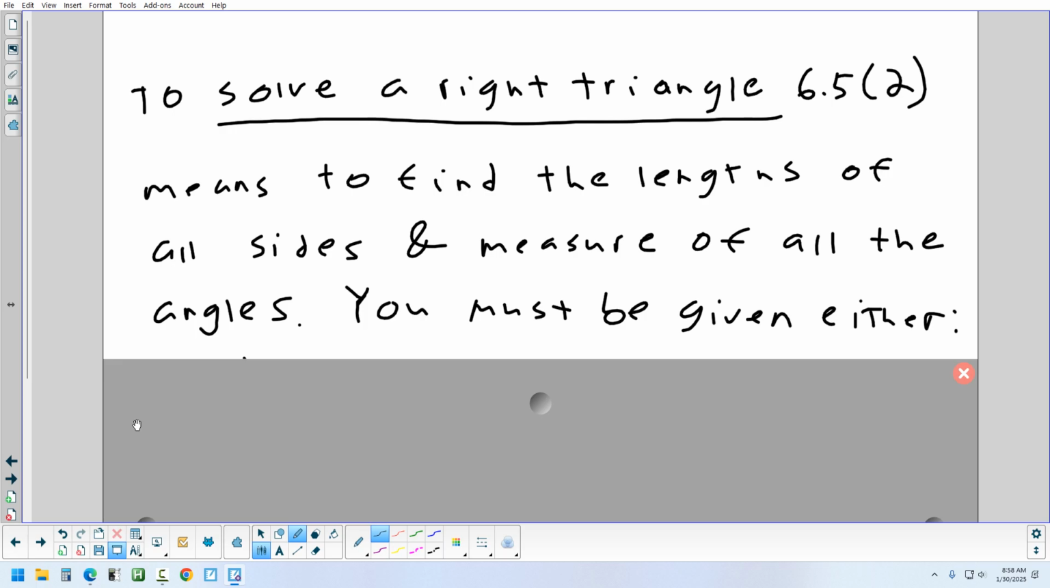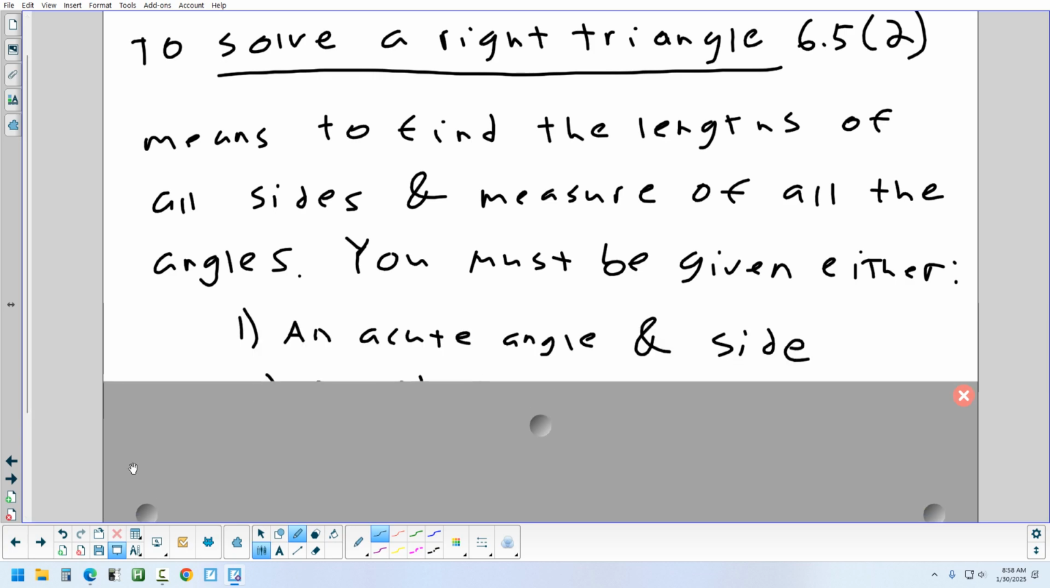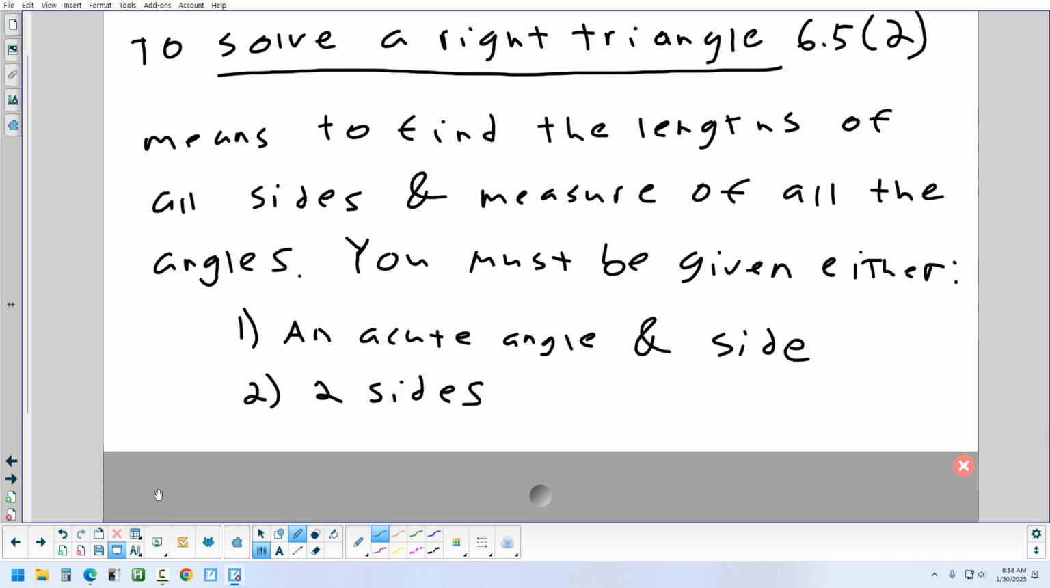But in addition to knowing that you have a 90, I need to give you two other pieces of information to make the problem solvable. There's two cases. In addition to the 90, I can either give you another angle in the triangle and a side, and that's enough information for you to figure out everything else. Or I can give you two sides. Depending on what I give you, that is going to change how you need to solve the problem. So we'll go through an example of each type.